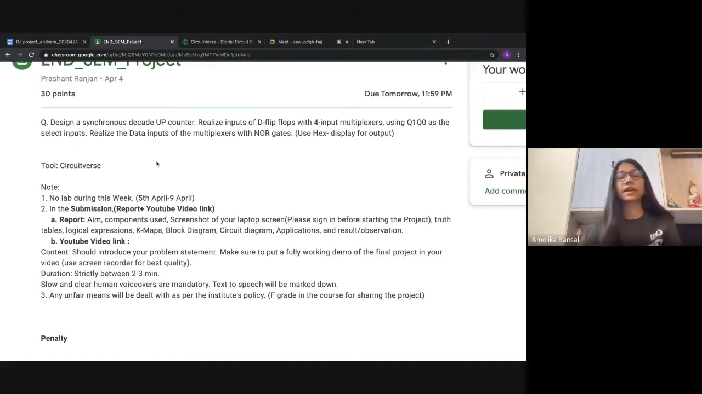design a Synchronous Decade Up Counter and realize the inputs of D flip-flops with 4 input multiplexers using Q1, Q0 as the select inputs. I have to realize the data inputs of the multiplexers with NOR gates, and I have to use the hex display for output. So I'll just show you my file.